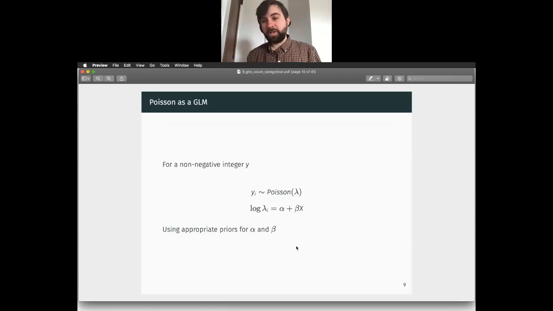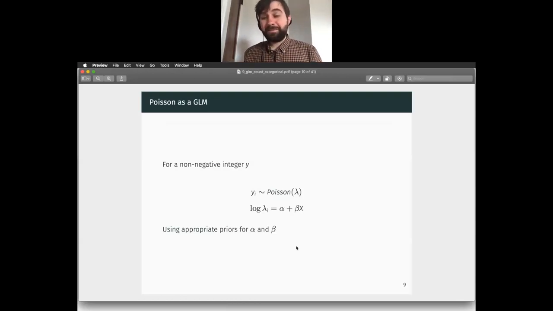So taking the logarithm of it converts it onto a scale that has a linear shape, right? Taking the logarithm of lambda converts us into that linear space, and vice versa, exponentiating the right-hand side of the equation gets us onto a lambda space. So the logarithm is our link function here: the log of lambda equals alpha plus beta x. We'll use appropriate priors for alpha and beta. I'm not showing those here, but this is our GLM. Our GLM is now that y takes on a Poisson distribution, and our log is our link function.